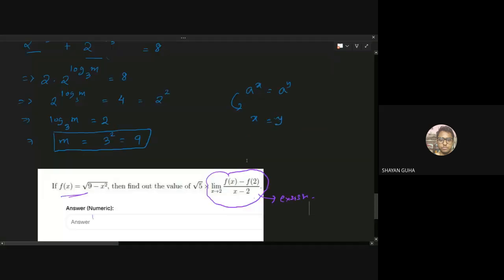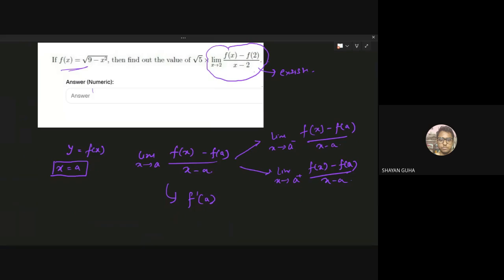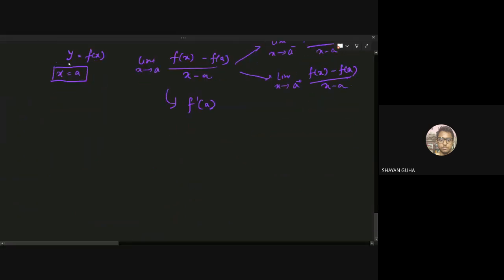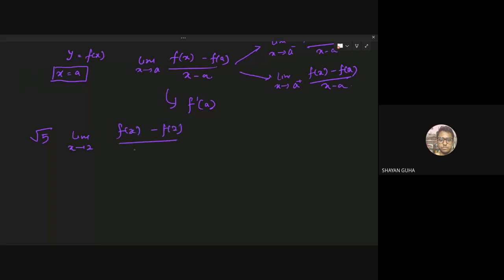Since we know that this is nothing but f dash of 2, I can write it as root over 5 into limit x tends to 2 of f of x minus f of 2 divided by x minus 2. This is nothing but root 5 into f dash 2.